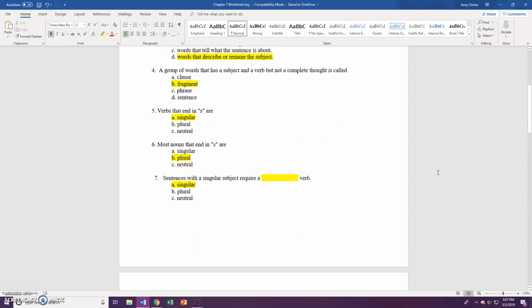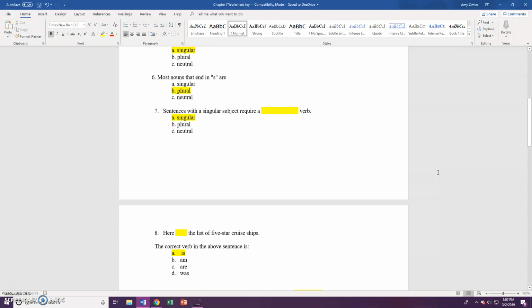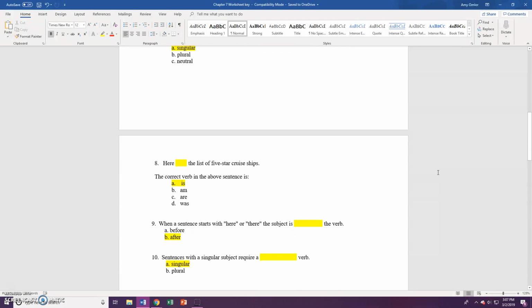Number 7. Sentences with a singular subject require a singular verb. They must match. Number 8. Here is a list of 5-star cruise ships. You need to have is because list is the subject of the sentence, and the list is here.